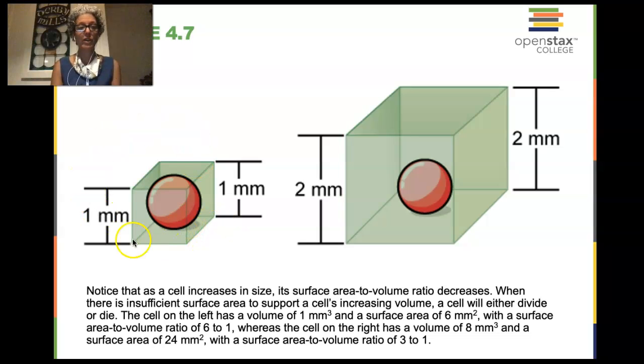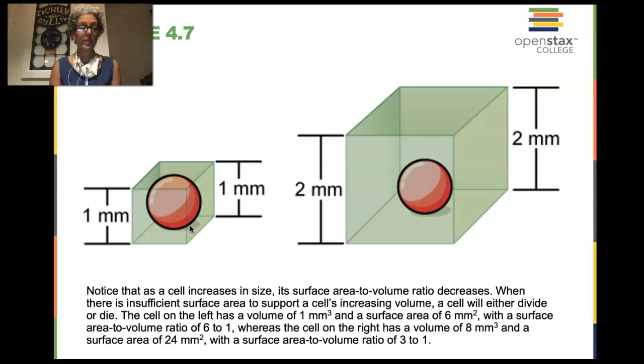Because the surface area of a cube is the surface area of one side, which is the height times the width. So that'd be 1 times 1. And there are 6 sides on a cube. So that is why we'd have 6 millimeters squared. 1 millimeter times 1 millimeter is 1 millimeter squared. We multiply that by the 6 sides, we get the 6 millimeters squared. So that's the surface area.